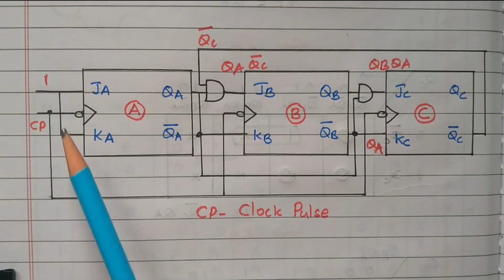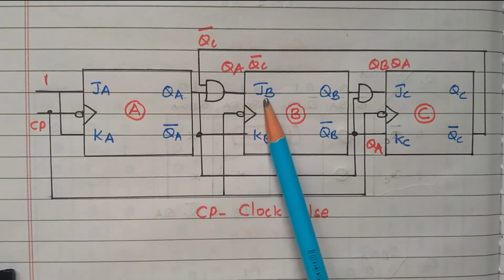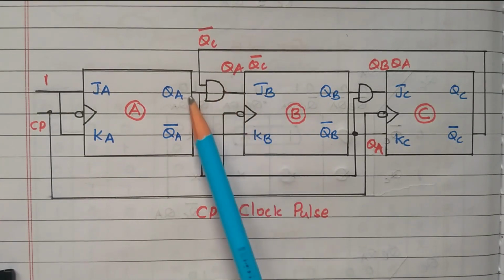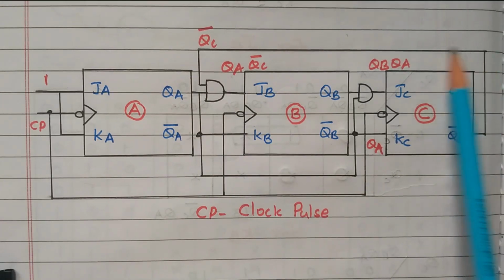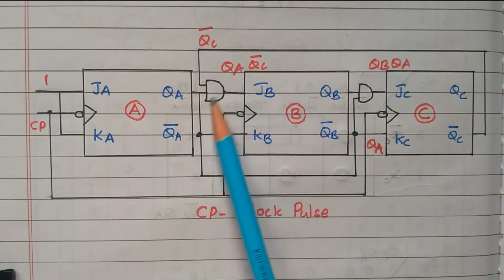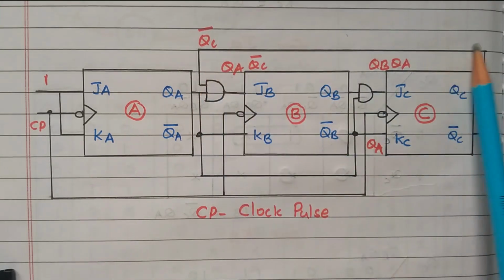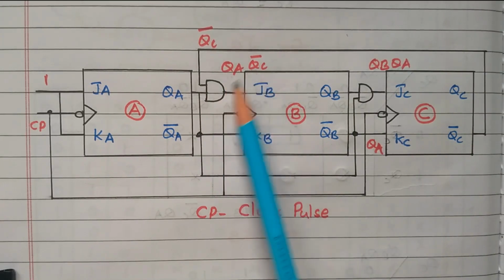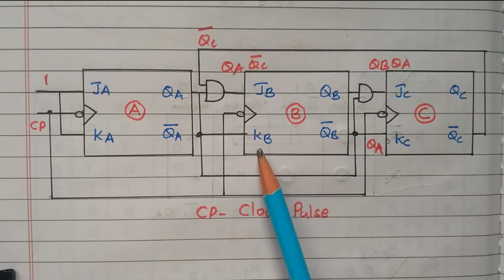Now we need to see what the inputs are. For JA and KA, the input is 1. 1 is given to JA and KA. What is the input to the JB? It is QA into QC bar, right? QA is directly connected. QC bar is available here. So QC bar is connected to this AND gate. This is an AND gate. One input is QA, another input is QC bar. So the AND gate will multiply these, so that QA into QC bar is given to the JB, right?